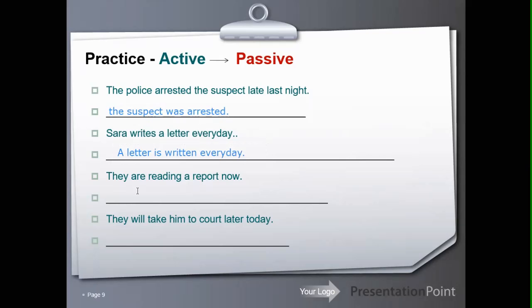And the third sentence is: they are reading a report now. So the object is a report, and the tense is present continuous tense. So let's begin. A report. And for present continuous, we're going to use is and being. Being indicates that this is a present continuous form. And read.